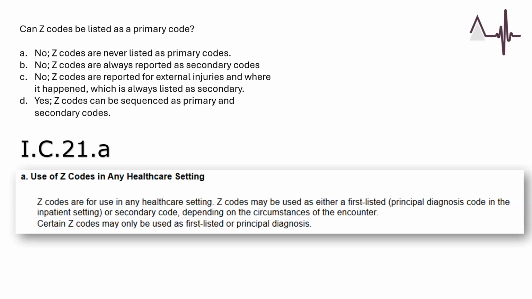So can a Z code be listed in the primary position? A, no, B, no, C, no, D, yes. D is the correct answer. Z codes can be sequenced as primary and secondary codes.